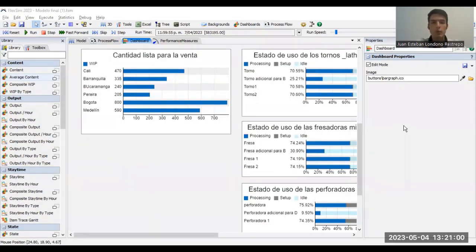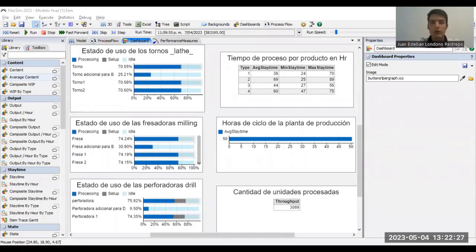The amount of units that were ready to sell were 470 for Cali, 335 for Barranquilla, 240 for Bucaramanga, 205 for Pereira, 800 for Bogotá, and 590 for Medellin. Sorted by type, the average stay time in the processing state for each type of product was 36 hours for type 1, 69 for type 2, 44 for type 3, and 60 for type 4. The total production cycle was 50 hours, and the total units processed were 3,069.